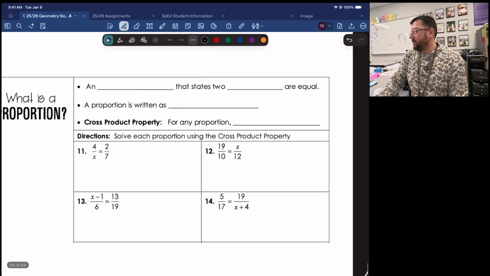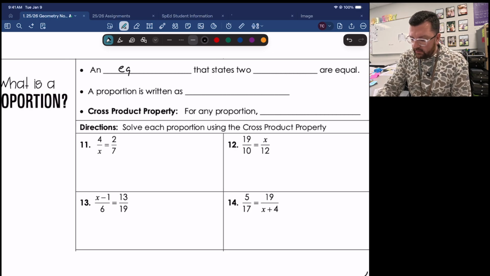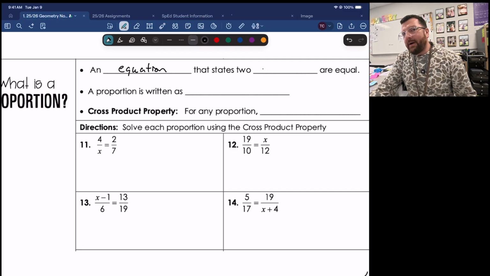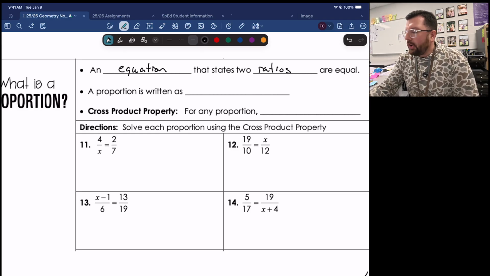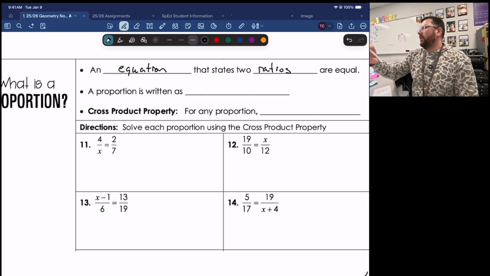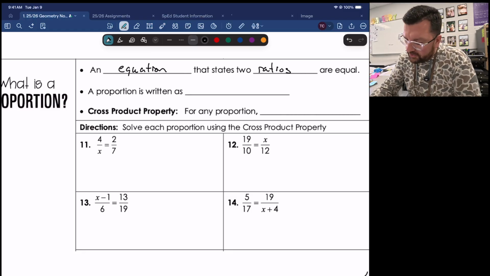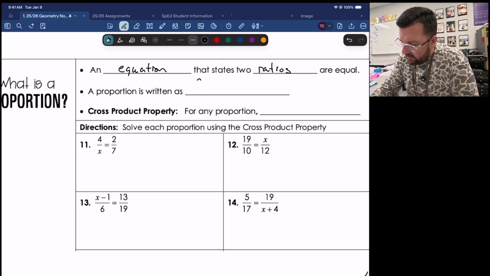What is a proportion? A proportion is an equation that states two, and in my opinion it should say two or more, but two ratios are equal. So it's saying that when we compare ratio number 1, a proportion says it's equal to ratio number 2. Proportions are written as, and the letters are just placeholders for numbers, A over B is equal to C over D.